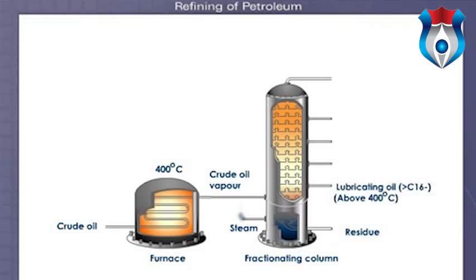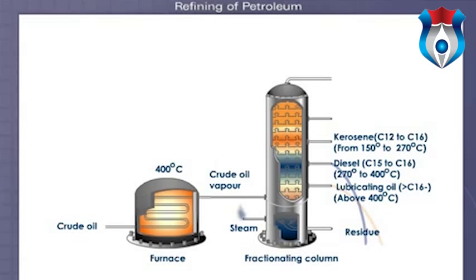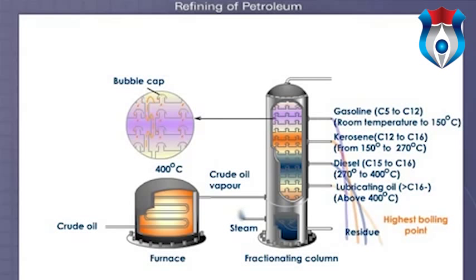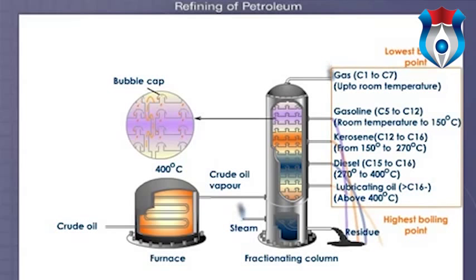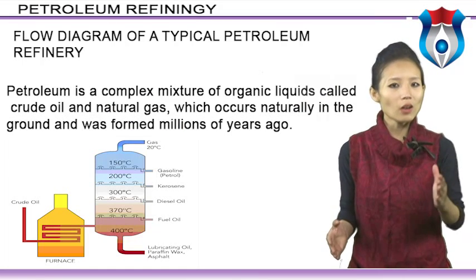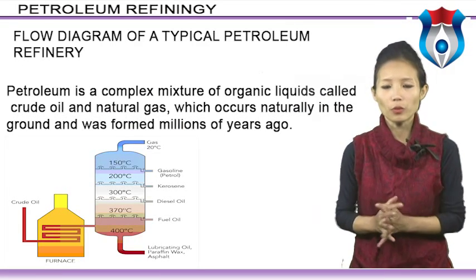Due to this, the vapors of the higher boiling fractions of petroleum condense first in the lower part of the tower, but the vapors of the low boiling fractions rise up into the tower and condense later. In this way, the fraction of petroleum having the highest boiling range is collected in the lowest part of the fractionating tower. The fraction having the lowest boiling range is collected in the topmost part of the tower. The various fractions that are obtained by distillation of crude petroleum are tabulated here. Let us now discuss the flow diagram of a typical petroleum refinery.